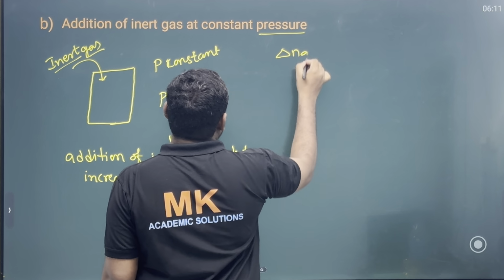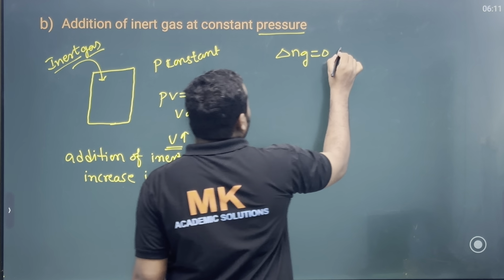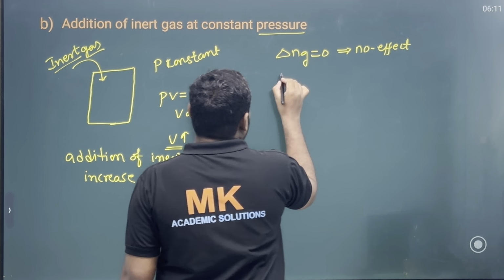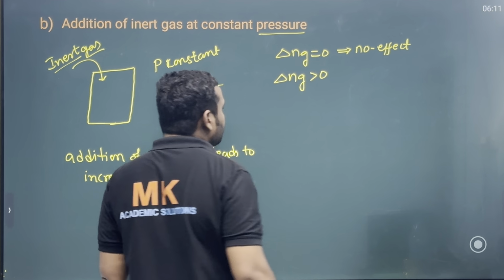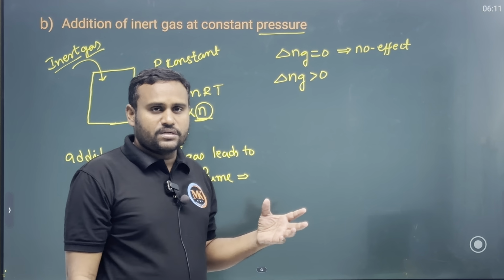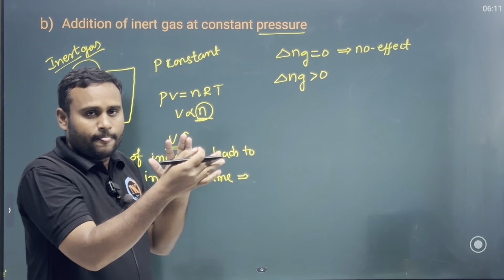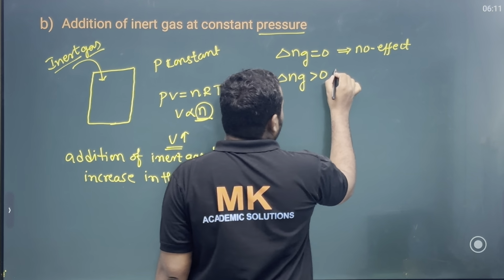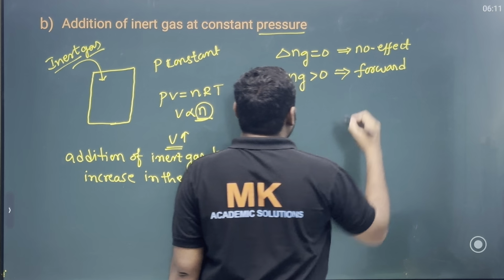So here, delta ng is equal to 0. Delta ng is equal to 0, so no effect. Next, delta ng is greater than 0. Delta ng greater than 0 means more products are present, more number of moles of products are present. So the increase in the volume will give some space for the products. So more products are going to be formed, in which direction? Forward direction. Okay.